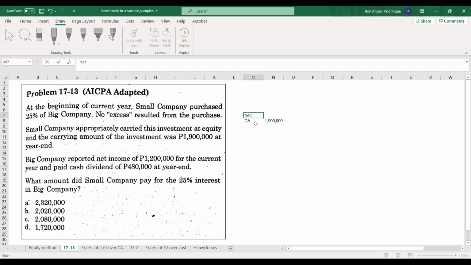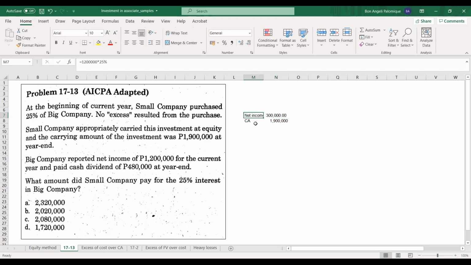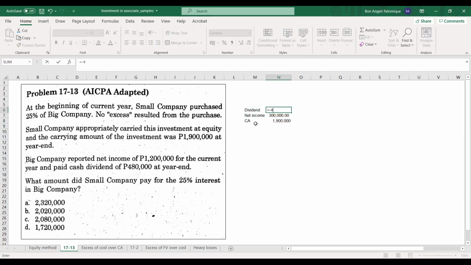Then nag-report ng net income of 1,200,000. So kung nag-report siya ng 1,200,000, ang mangyayari kapag nagkakaroon ng net income is nag-i-increase yung ating investment account. So 25% of that is attributable sa atin. So next is meron daw dividend. So pag nag-declare at nagpay ng dividend, ang impact is nababawasan yung ating investment. So 480,000 times yung share natin na 25%. Yan. So ngayon, ang tanong is magkano yung cost? Magkano yung binayad niya nung bumili siya?